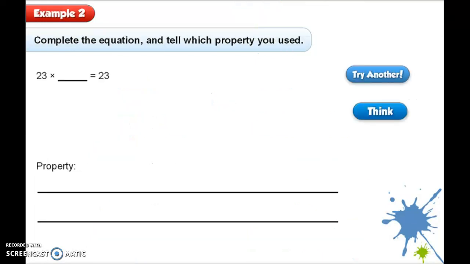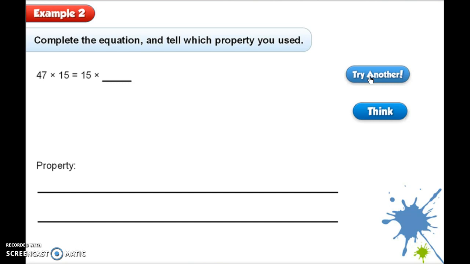Okay, this is example 2 at the bottom. It says complete the equation and tell which property. 23 times what is 23? 1. What property is that? The identity property. Very good. Remember, 1 times any number is that number for multiplication. What's the identity property for addition? A number plus 0. Very good. Okay, let's see what the think says. A number times 1 is equal to itself. That's the identity property. Let's try another one.